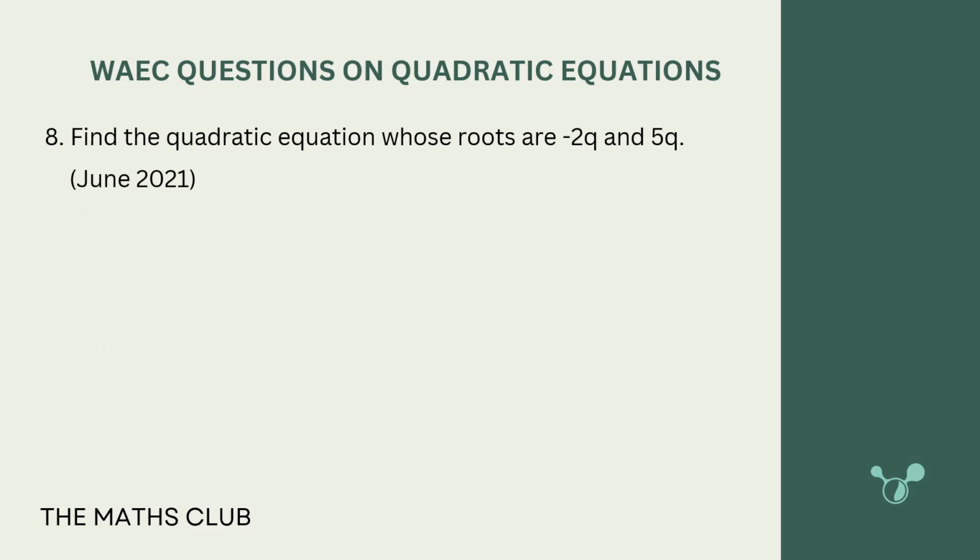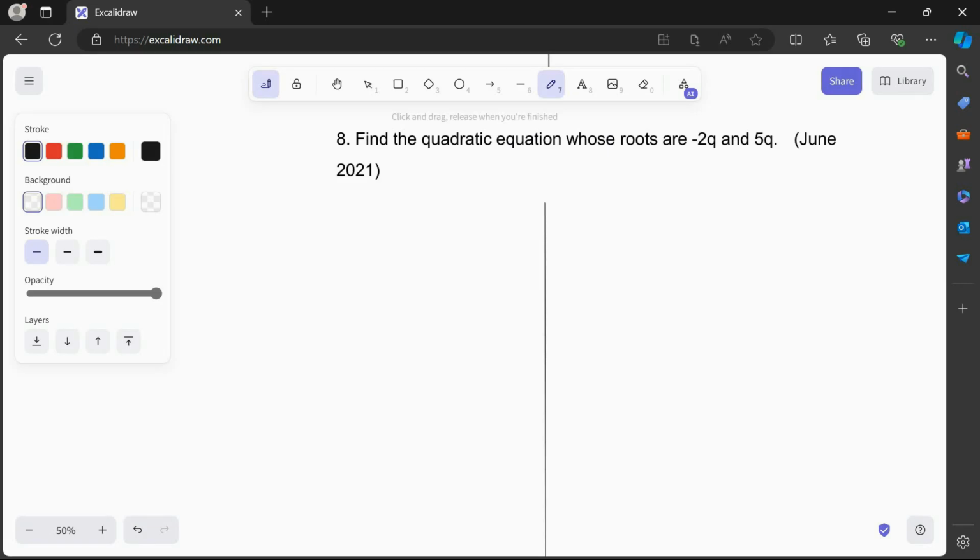Next one says that we should find the quadratic equation whose roots are minus 2q and 5q. So to solve it this time, what is the other method? We are told that our roots are x is equal to minus 2q, or x is equal to 5q. Remember, we used to backtrack, just backtrack.